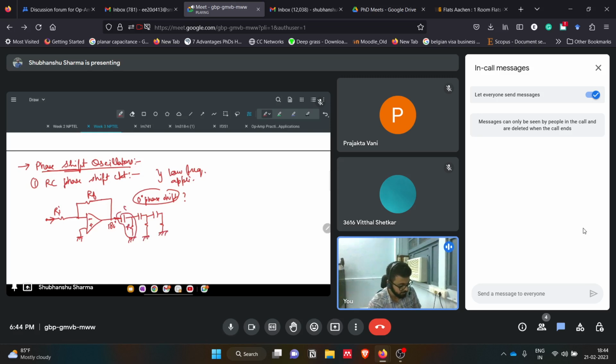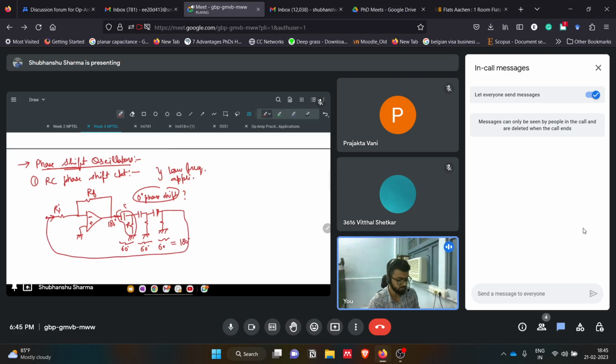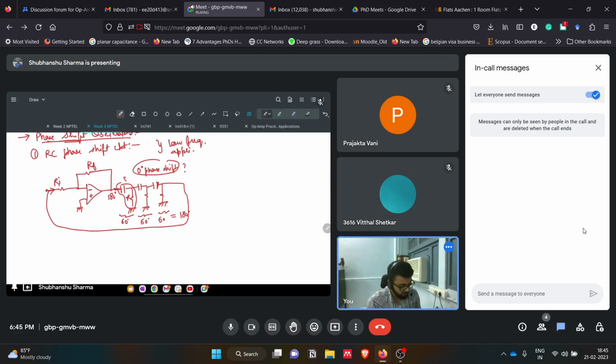But since there are some practical limitations for its capacitance and even the resistance, we prefer to get this 180-degree phase shift from three RC circuits. One will give 60, another will give 60, this will give 60, total adding up to 180. Then we feed this back, so it will be a 0 degree phase shift finally. 180 here, 180 here, total 0 degree phase shift. So we can meet this Barkhausen criteria.